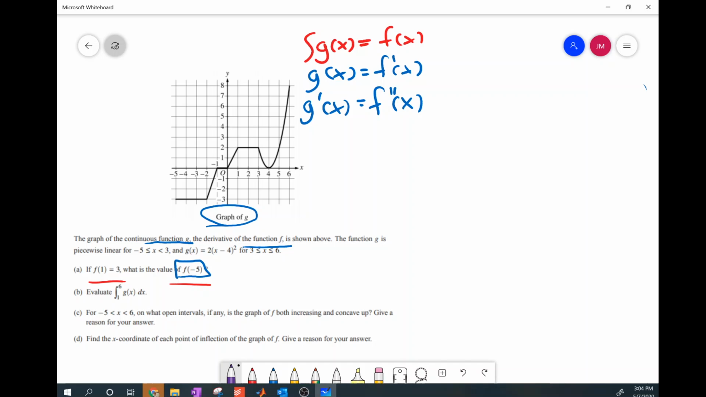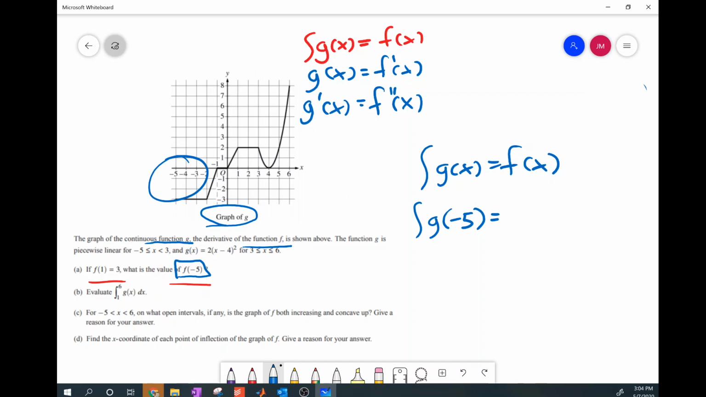So if I have f of -5 and f of 1, we're going to have to do an antiderivative of g of x. So the antiderivative of g of x equals f of x. Now I can't just take the antiderivative of g of -5 because I don't have a function for where g is -5. So that's not going to work. But what I can do is take a definite integral of g of x starting with -5. And where is this going to end up? Well, I could pick anywhere I wanted it to end up, but I'm going to pick something helpful. The only thing I know is for where 1 goes. So we're going to end at 1.